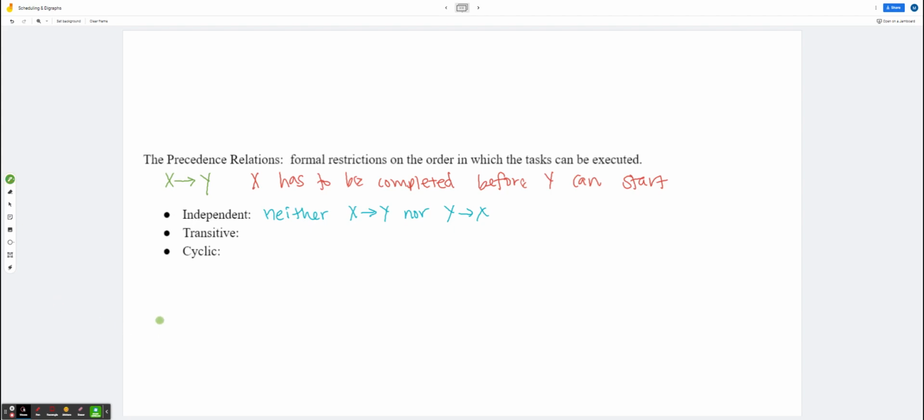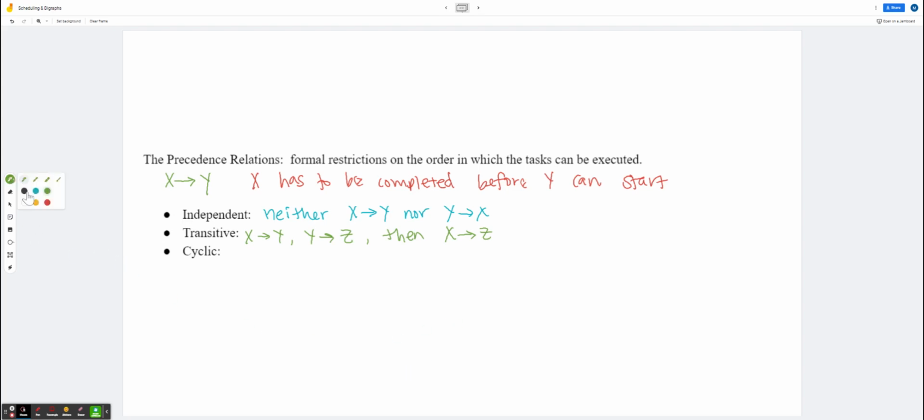The other thing here is that the transitive property applies. If you remember back in algebra or in geometry, if X has to happen before Y and Y has to happen before Z, then that means that X has to happen before Z. That is implied. So in a list of precedence relations, you would see these first two. You would see X implies Y, or X has to happen before Y, and Y has to happen before Z. You would not see this third one, X has to happen before Z, listed in the list of precedence relations.